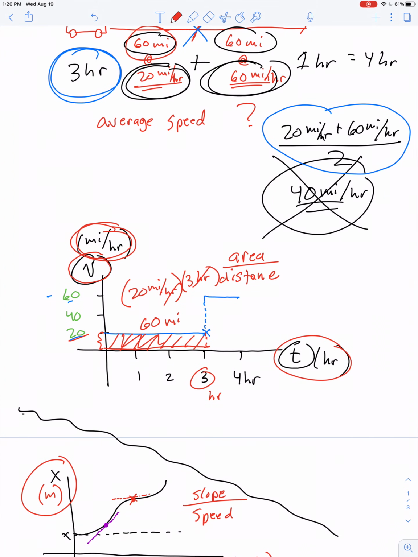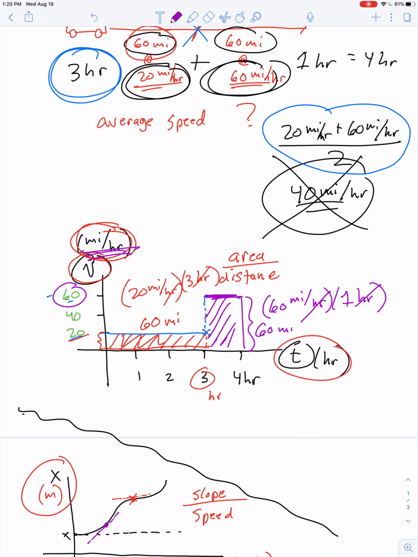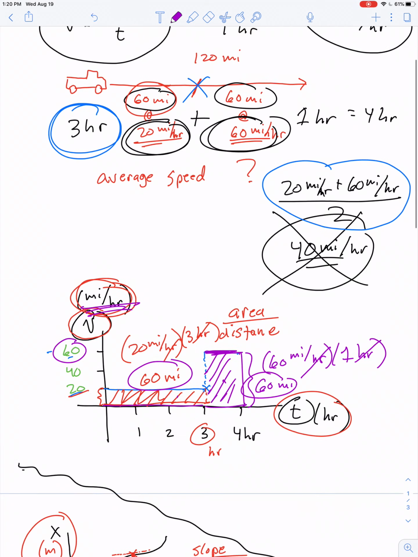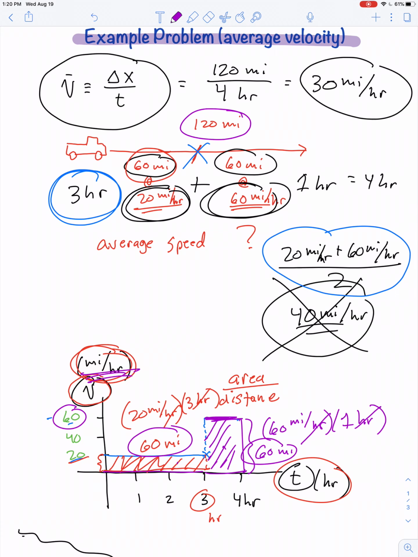And in the same way, the area of this rectangle, length times width, 60 miles per hour. We don't just multiply the numbers, we multiply the numbers along with their corresponding units. 60 miles per hour multiplied by 1 hour. Hours cancel out, and we're left with 60 miles. So you can see the area does indeed represent the distance. 60 miles for the first 3 hours, another 60 miles for the last hour, for a total of 120 miles.